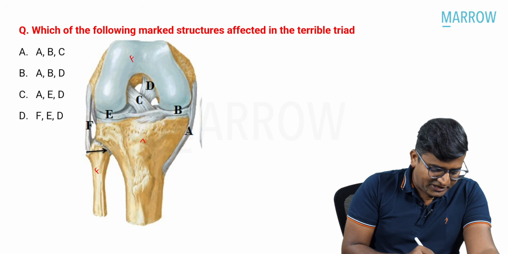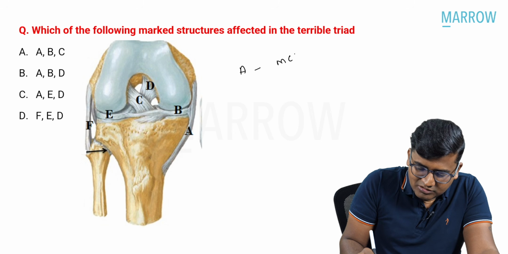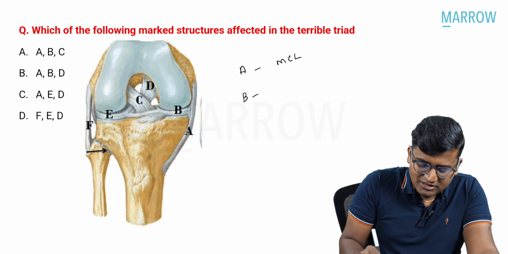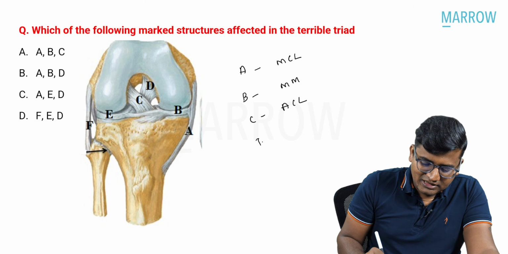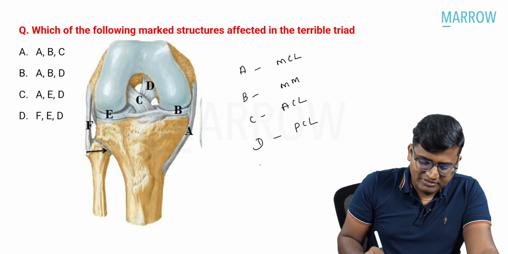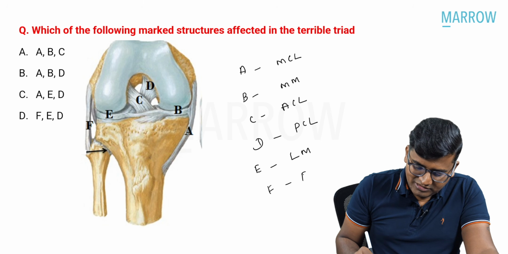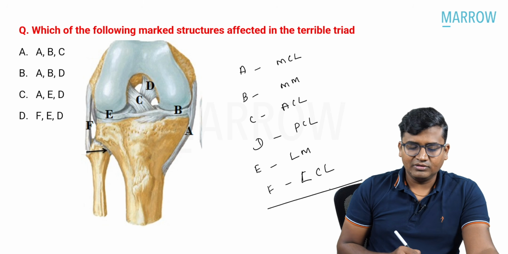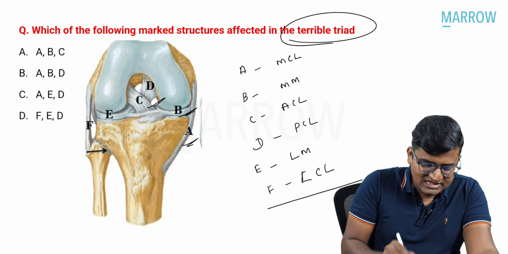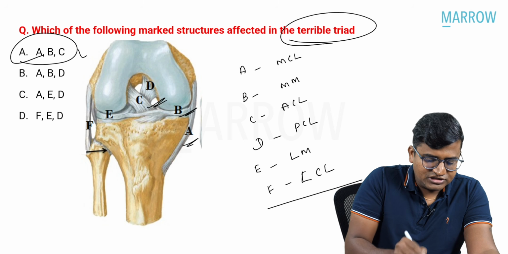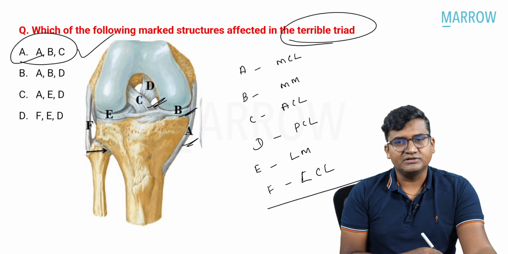So, now we are going to identify these structures. What is A? A is the medial collateral ligament. What is B? Medial meniscus. What is C? Our anterior cruciate ligament. D, our posterior cruciate ligament. E, lateral meniscus. F, fibular collateral ligament or lateral collateral ligament. So in the unhappy triad, what structures are affected? A affected, B affected, C affected. So the answer for this question is A, B, C are affected.